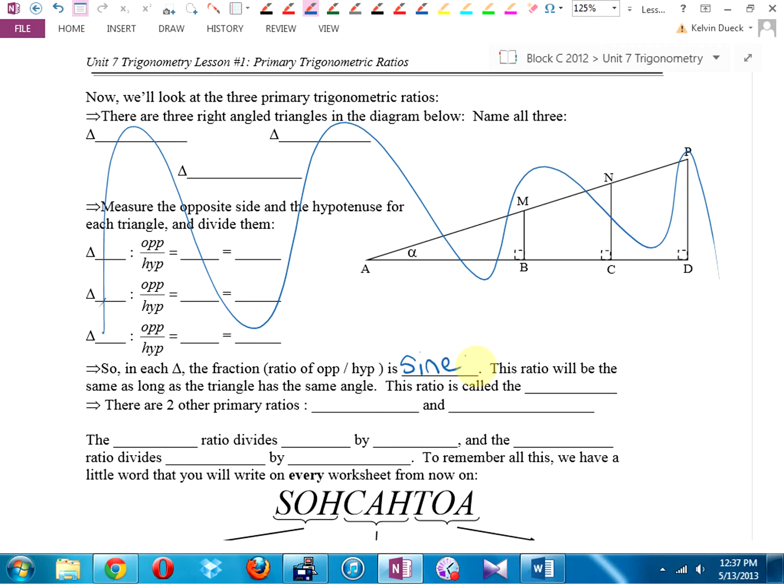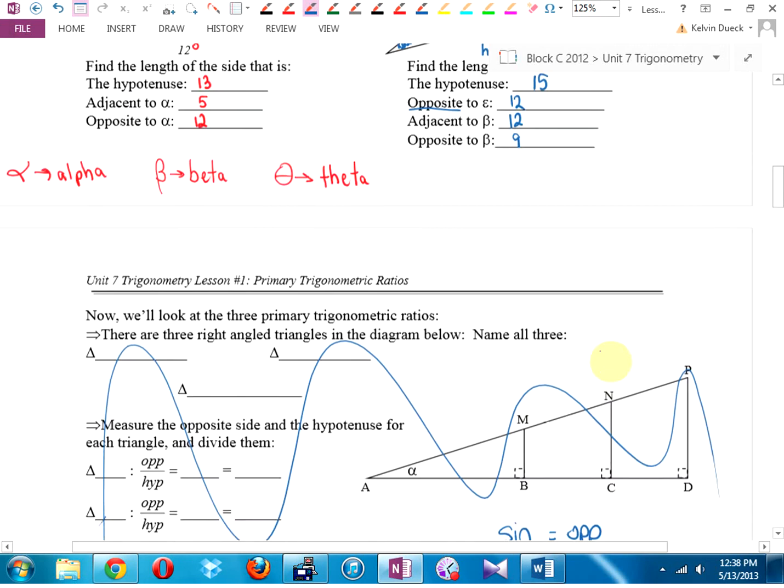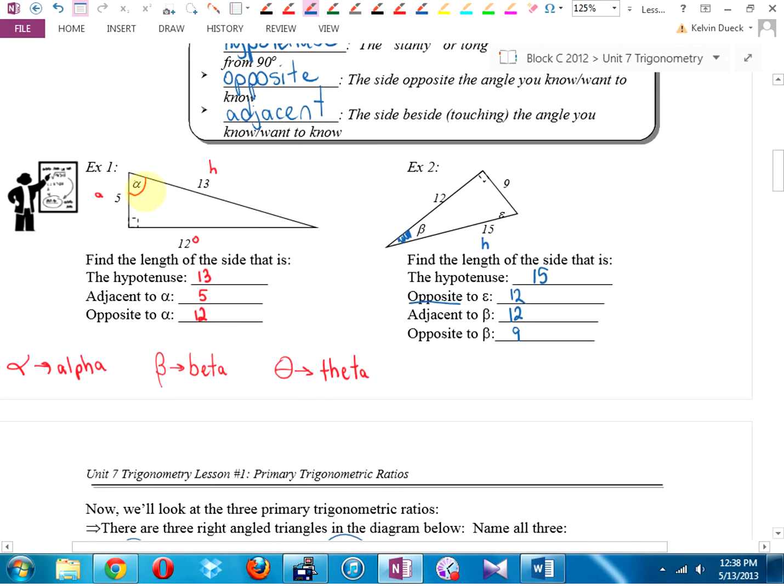Sine. The definition of sine is the length of the opposite side divided by the length of the hypotenuse. In other words, you guys stay on this page, the sine of alpha would be 12 over 13, opposite over hypotenuse.